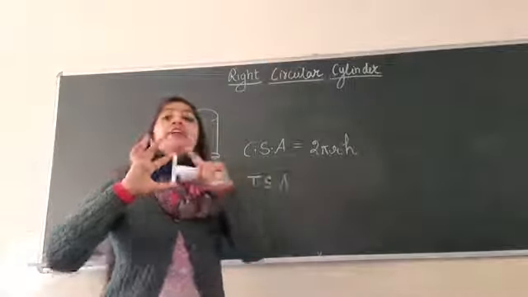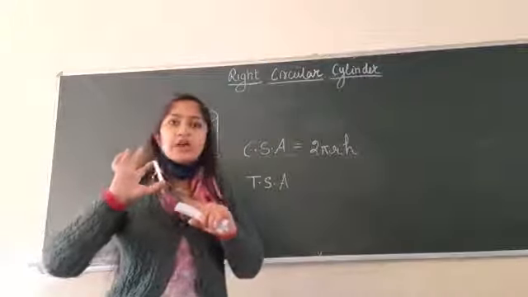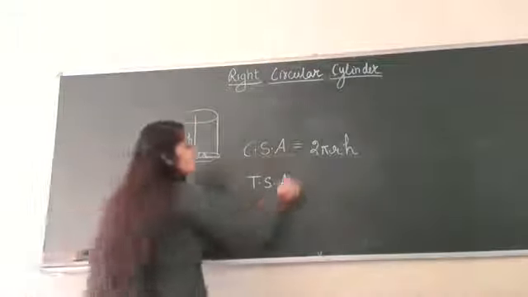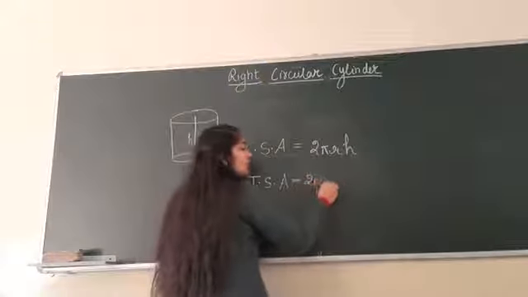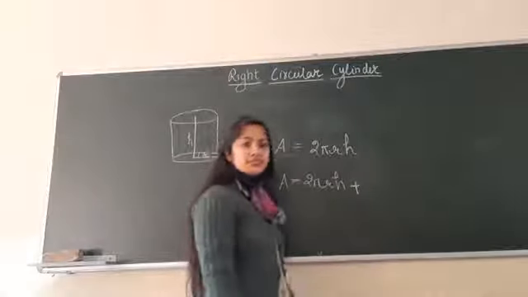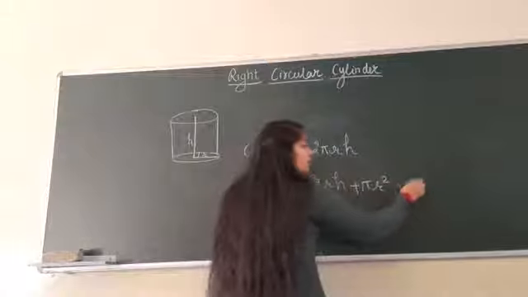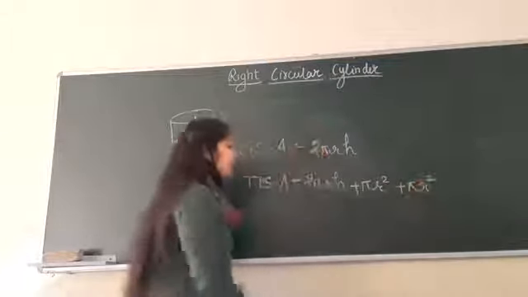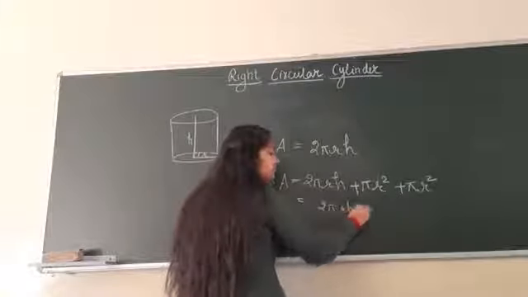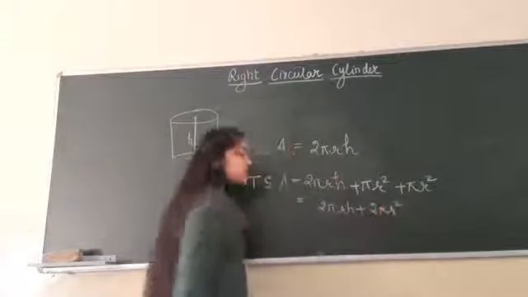क्लियर? And radius of top and radius of bottom will be same. उसमें तो कोई डिफरेंस नहीं होगा, राइट? Because it's a right circular cylinder. So it is 2 pi r h plus 2 times area of circle. For the top it is pi r square plus for the bottom again it is pi r square. And if I simplify it, it becomes 2 pi r h plus 2 pi r square, right?